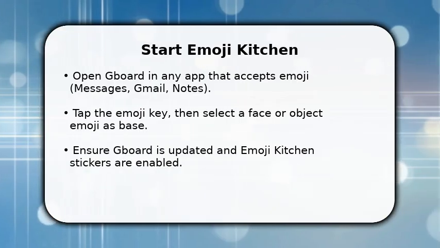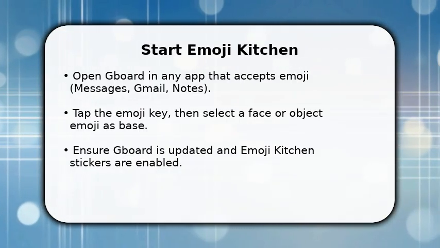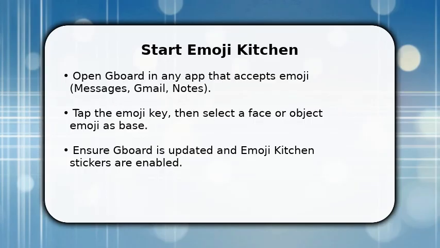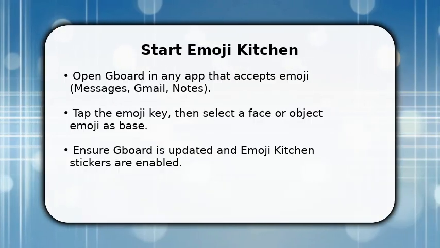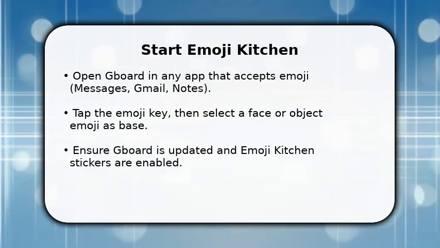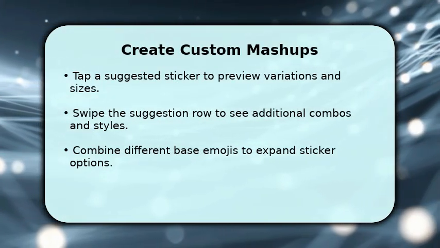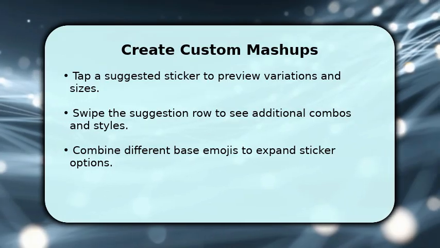Make sure your Gboard app is updated and keyboard settings allow sticker recommendations. If you're in a different language layout, switch to Emoji View so you can access the sticker row quickly and proceed to create mashups. Now you're combining emojis. Tap a suggested mashup to add it to your message or save it.